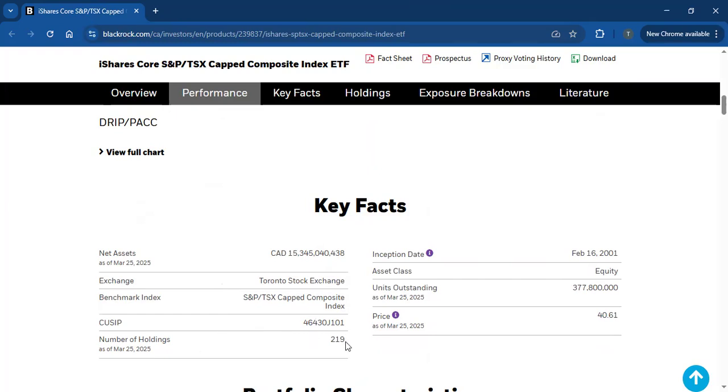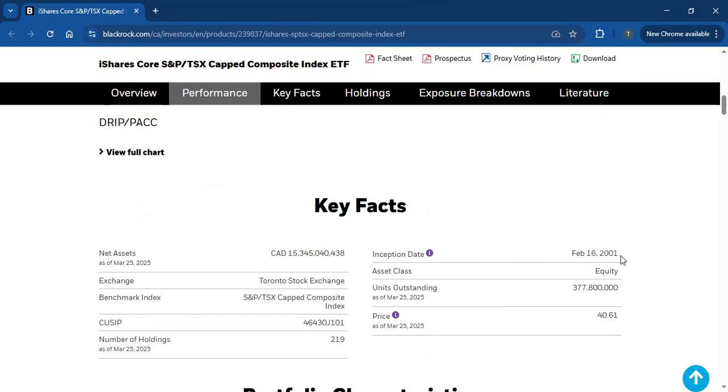Next, the number of holdings. Whenever I say holdings, or you hear people talking about holdings somewhere else, it is the number of companies that make up this fund. The number of companies that make up this fund is 219. That is a lot of companies in one fund, and it makes it more diversified than individual stocks. Maybe this is the reason why I invest in it, because it's more diversified and less risky than individual stocks.